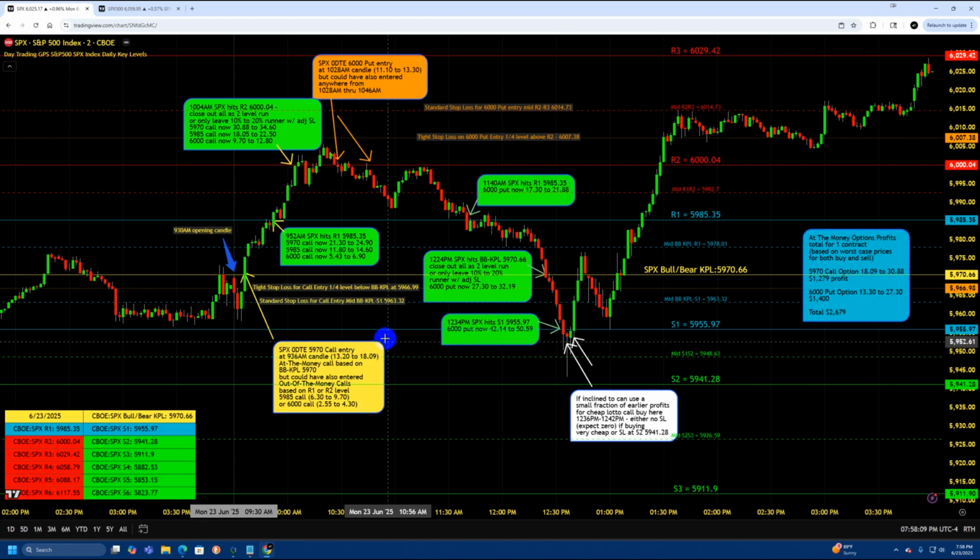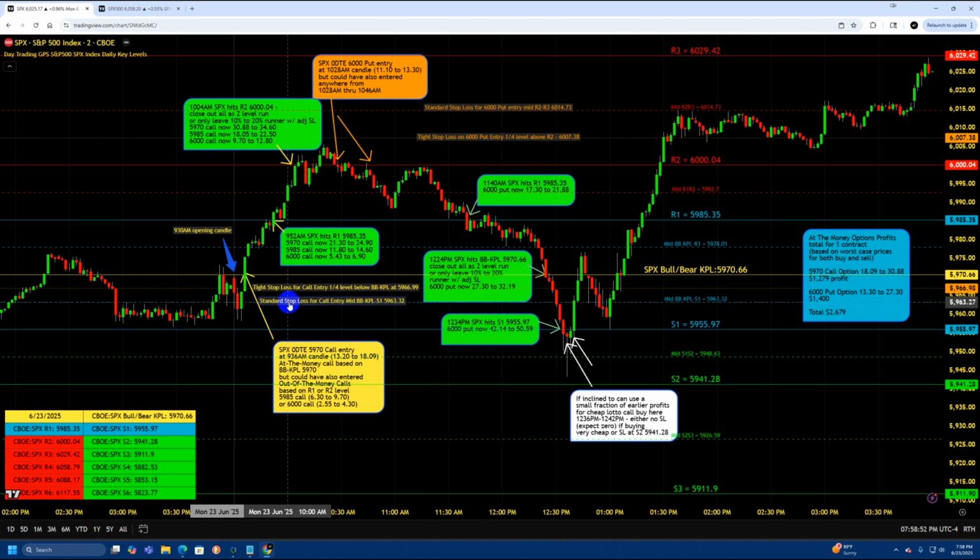For the stop loss on the entry, there are two different examples because some people like a tighter stop loss, so I'm going to give you the standard stop loss and the tight stop loss. A tight stop loss with this kind of entry would be a quarter level below the bull bear key price level, and that is 5966.99. We only have the midpoint levels here, so if you wanted to find a quarter level, you simply take the main level and the midpoint level, add those two together, and divide by 2, and that would be 5969.9.